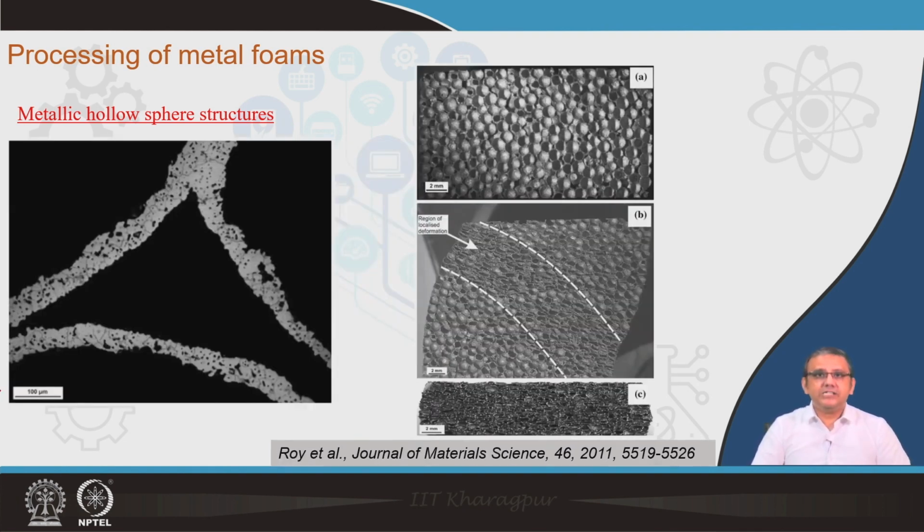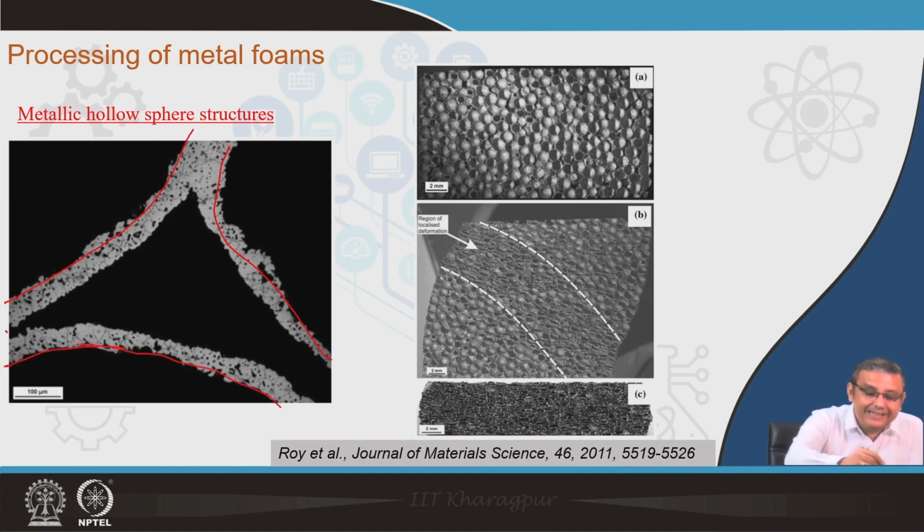Typical microstructures of these cellular solids fabricated by the hollow sphere structures are shown over here. As you can see, the left hand side image shows a triple point junction where three spheres contact each other. This is part of an initial sphere, as you can see over here, and this is the triangular region that you see in the middle.